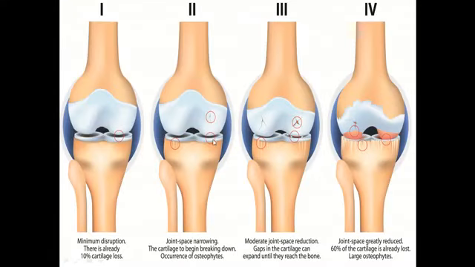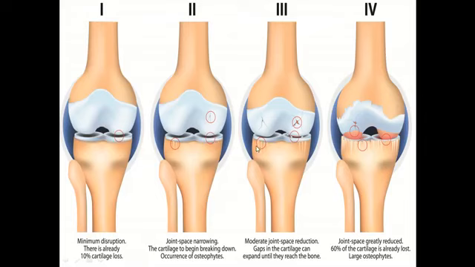Here's another picture. You see minimum disruption there, only 10% cartilage loss here. Here we see a breakdown has started. Here is a breakdown started. Here also. And there's osteophyte formation started here.